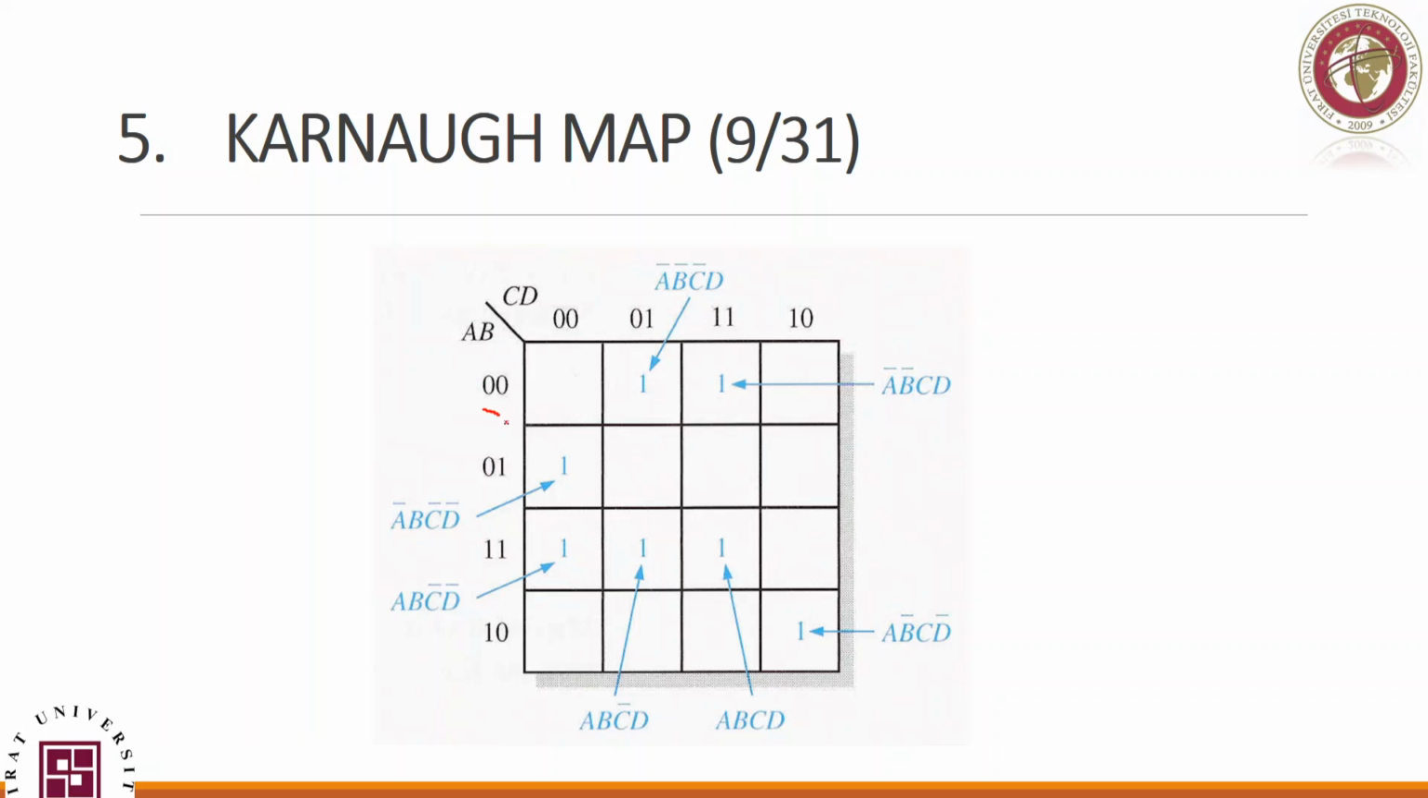So we have 0, 0, 0, 1, 1, 1, 1, 0 for AB. The same goes for CD, 0, 0, 0, 1, 1, 1, 1, 0. Combine them, it will be 0, 0, 0, 0, this one. Then 0, 0, 0, 1, this one, and so on.